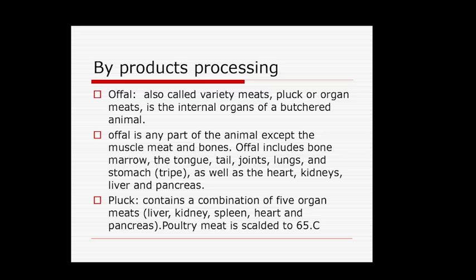and includes the bone marrow, tongue, tails, joint, lungs, and the heart, kidneys, and liver, pancreas. Now, what is the plug? Plug is very important. You can see where there's the plug, and it contains a combination of five organ meats: liver, kidney, spleen, and heart, and pancreas. And the poultry meat is scalded to 65 degrees Celsius.